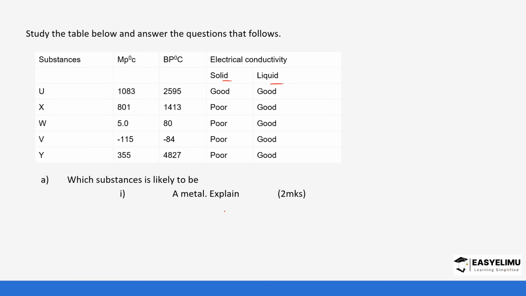Explain. So the one that is likely to be a metal, first of all, you notice metals conduct electricity both in solid and liquid state. We would want to go to the melting point and boiling point, but that will not be a specific reason why it's a metal. It's a metallic bond. So the one that gives us the biggest clarity is the conductivity. So the metal is going to be U, and the explanation is because it conducts electricity in solid state and liquid state.